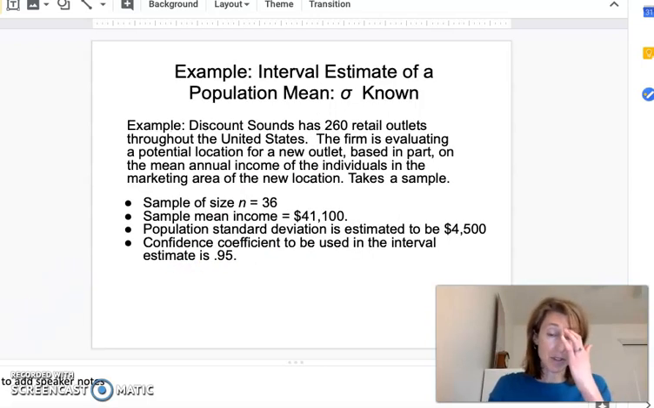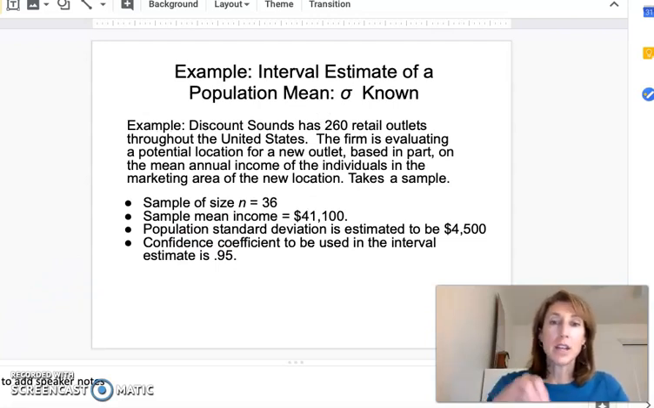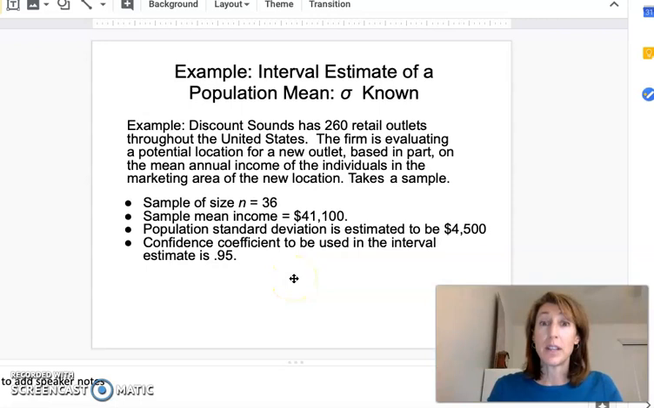All right, let's do an example. Let's say there's Discount Sounds. It has 260 retail outlets. It wants to locate a new outlet, and something that it needs in order to be successful is to know what the mean annual income is of individuals in that area around that new location. So they take a sample of 36, and they find that the mean income from that sample is 41,100, and the standard deviation is believed to be 4,500. They want to get a confidence interval and know within 95% that the population mean annual income will fall within this range, and that will help them budget.